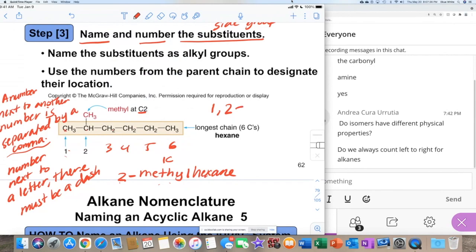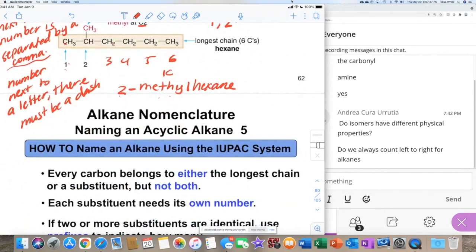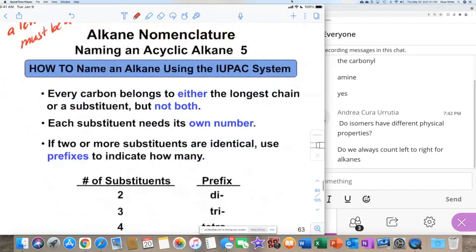Very systematic. So there are different groups of chemists, and these are the organic chemists that came together to make up these rules. Okay. So I wanted to make sure I explained it to the end before we go into other avenues right here. So every carbon either belongs to the longest chain or the substituent group, but not both. Each substituent group needs its own number. So all those side groups have their own numbers.